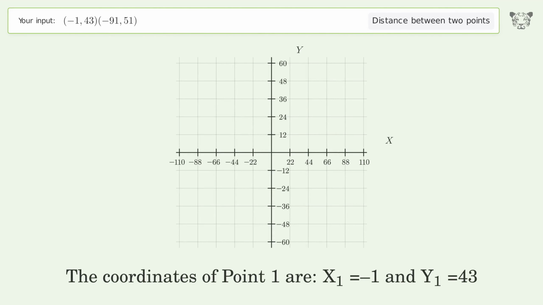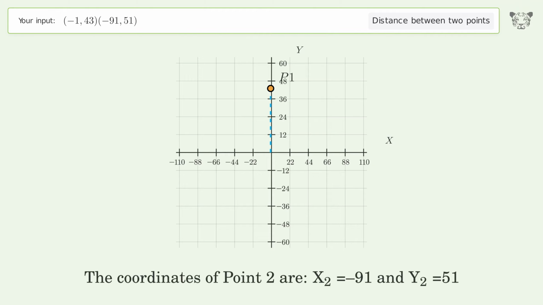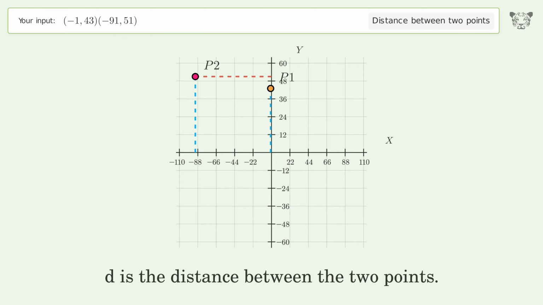The coordinates of point 1 are, x1 equals -1 and y1 equals 43. The coordinates of point 2 are, x2 equals -91 and y2 equals 51. D is the distance between the 2 points.